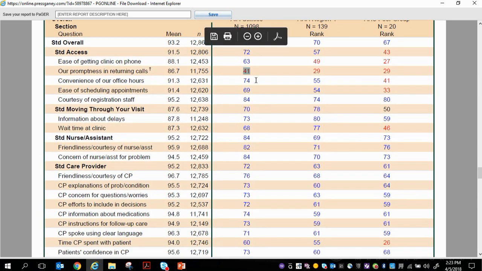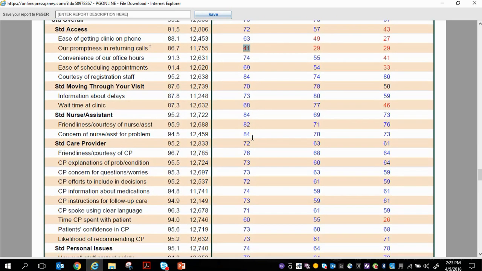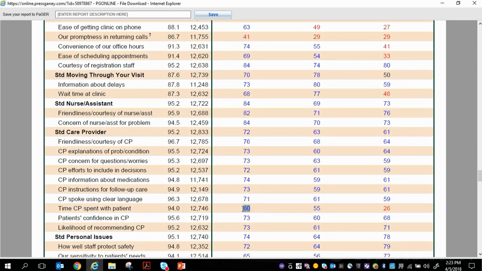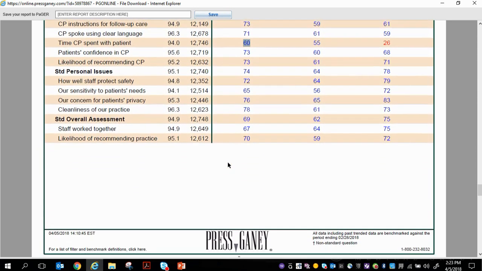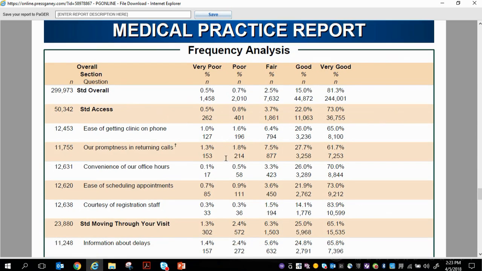Numbers in red just mean that they're below the 50th percentile. If they're in blue, they're above the 50th percentile. Even though we're not quite at top quartile performance, it's still above 50. That's the only meaning on the report as to why a number is red or blue. The next section is the frequency analysis.